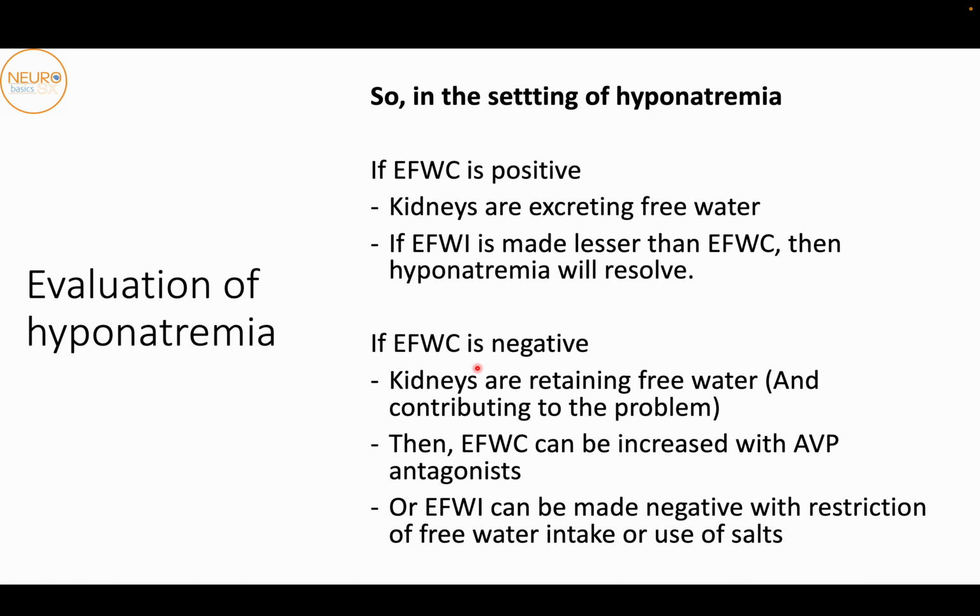So in that case, we can help improve the electrolyte-free water clearance by increasing it with AVP antagonists. On the other hand, we can also try to reduce the intake of electrolyte-free water, making the balance negative by restricting either free water intake or using salts to convert free water into either isotonic or hypertonic fluid.